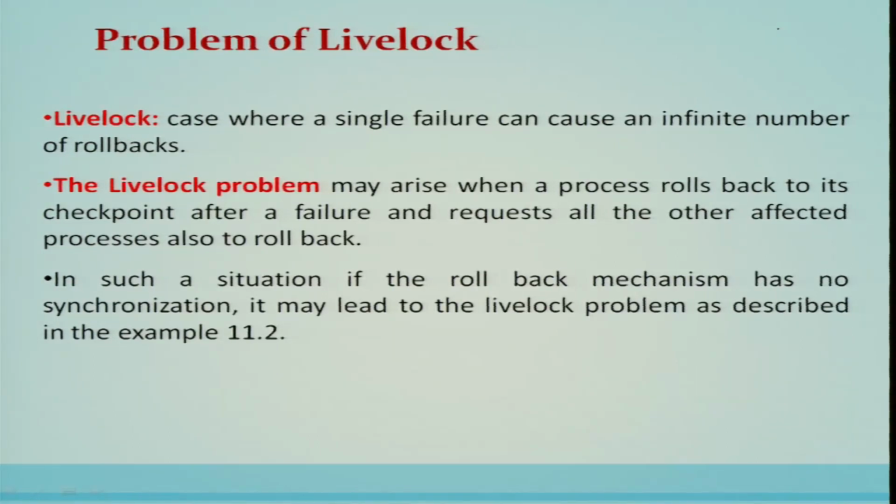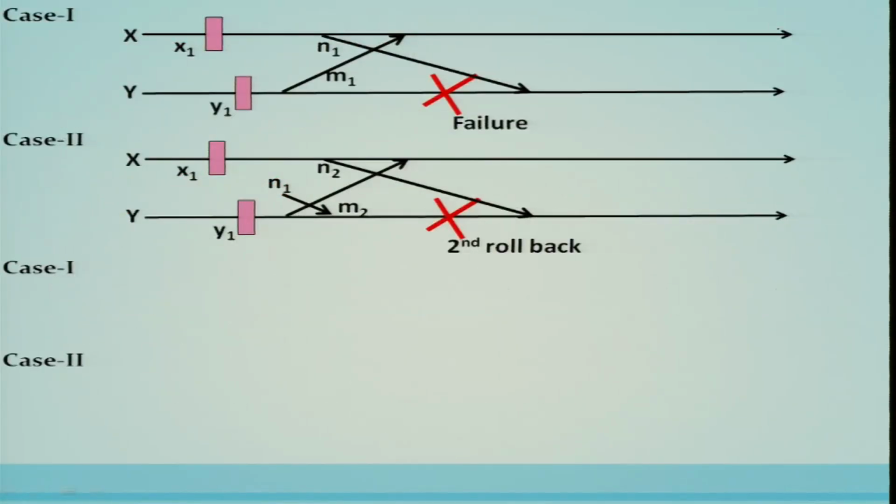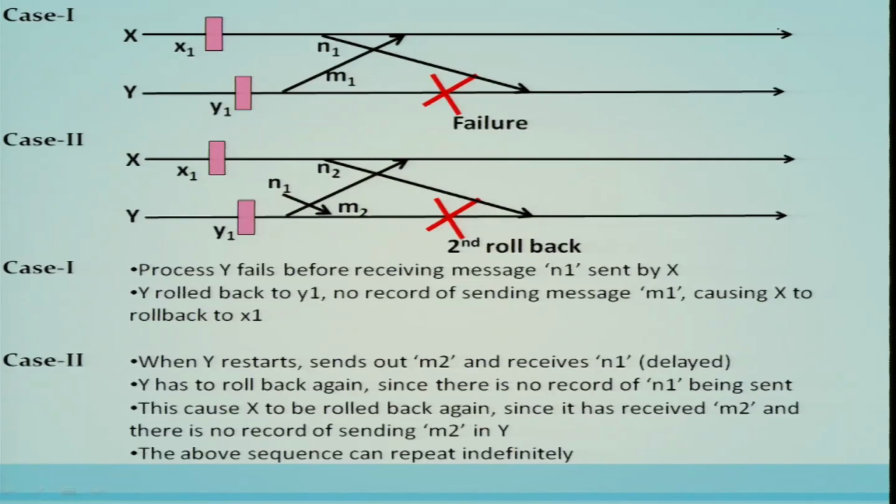The Livelock problem may arise when a process rolls back to its checkpoint after the failure and requests all other affected processes also to roll back. In such a situation, if the rollback mechanism has no synchronization, it may lead to a Livelock problem as described in this particular example. So the difference between a domino effect and a Livelock is that the domino effect is a cascaded rollback, whereas a Livelock is infinite rollbacks.